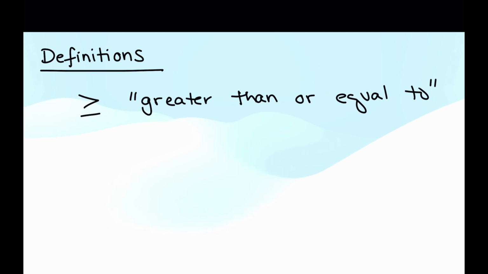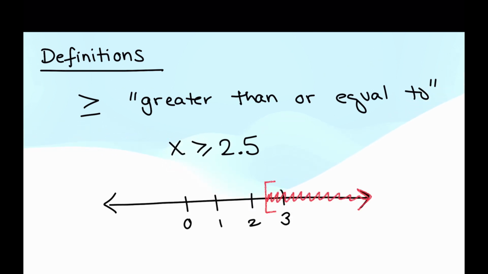Finally, our last symbol is the greater than or equal to symbol. So I could say something like x is greater than or equal to 2.5. On the number line, that is everything that is bigger than or to the right of 2.5. Because we have that or equal to symbol, we're going to use the square bracket, or we can use a closed circle. And again, that just means that 2.5 is part of that solution, as well as everything that's larger than it.